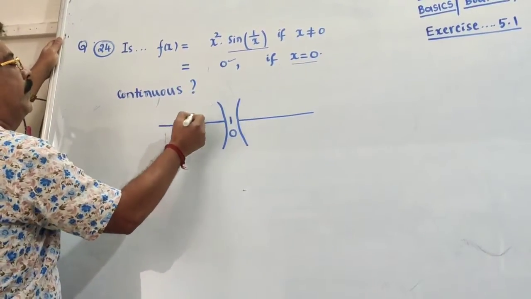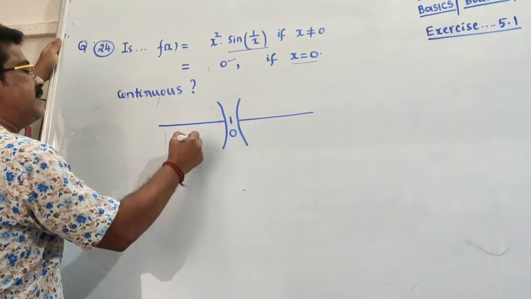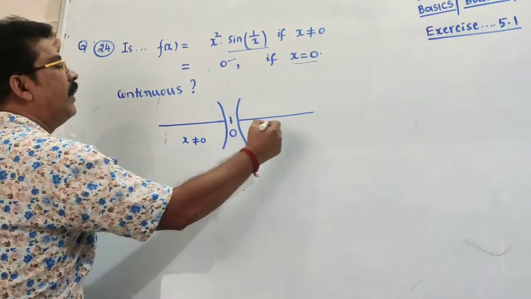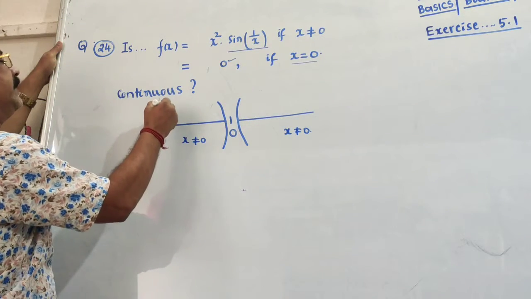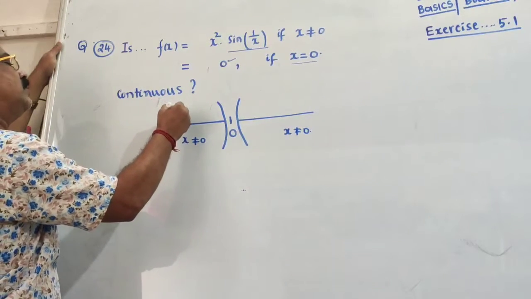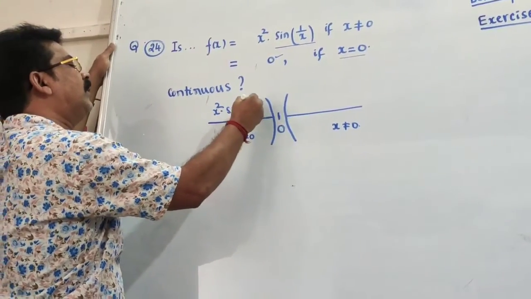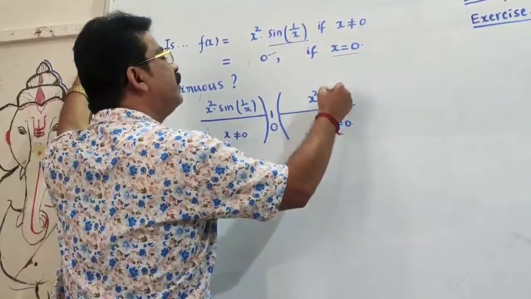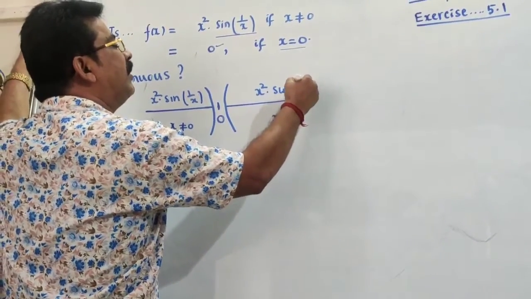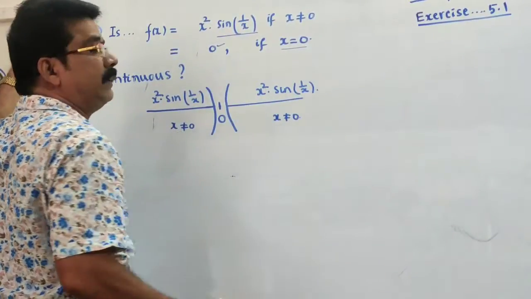Next, x not equal to 0. This is x not equal to 0. This is also x not equal to 0 area. It is defined as x square into sine of 1 by x. It is also x square into sine of 1 by x.